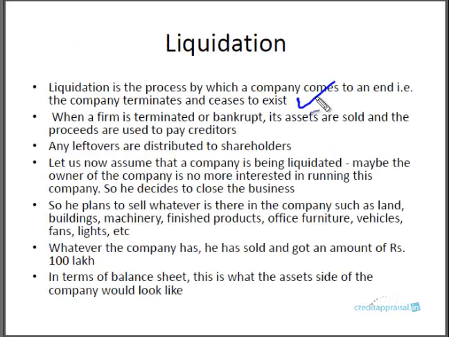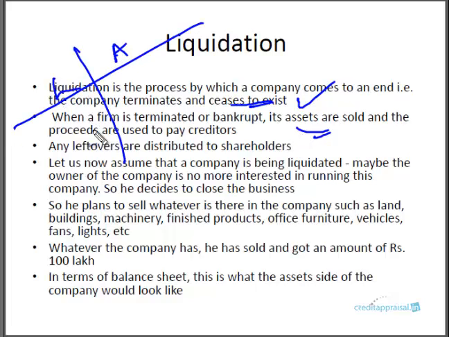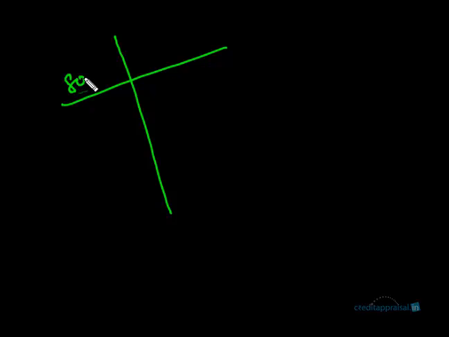Liquidation means the process by which a company comes to an end. The company terminates and ceases to exist. When a firm is terminated, the assets are sold. Usually the company will be running the business which is related to the balance sheet. The company has borrowed some funds and put all these funds to use. Just now we discussed that the balance sheet is a statement which provides the sources of funds and the uses of funds.